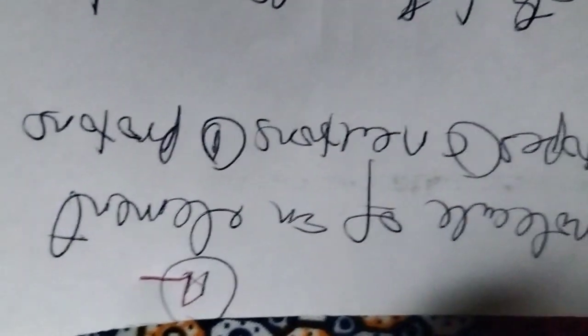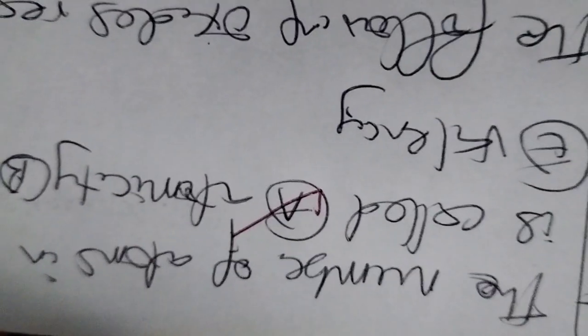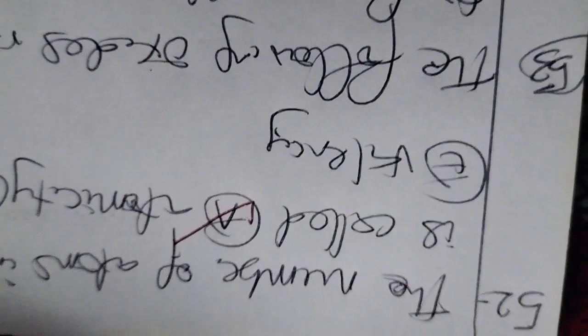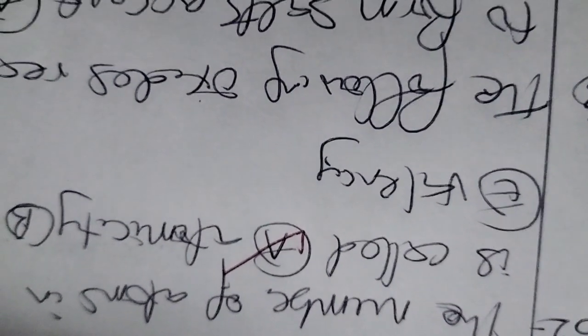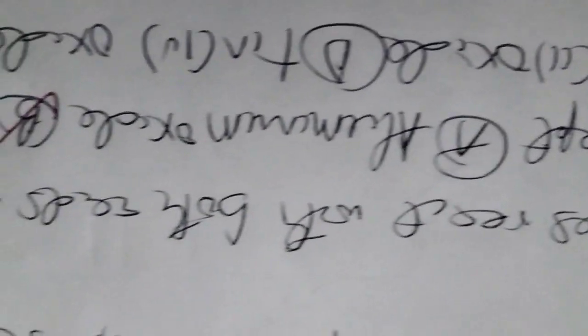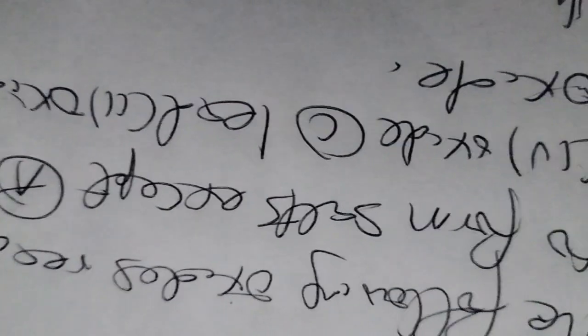Number 52, the number of atoms in a molecule of an element is called A, atomicity, B, isotopes, C, neutrons, D, protons, and E, valency. Number 52 is A, atomicity.